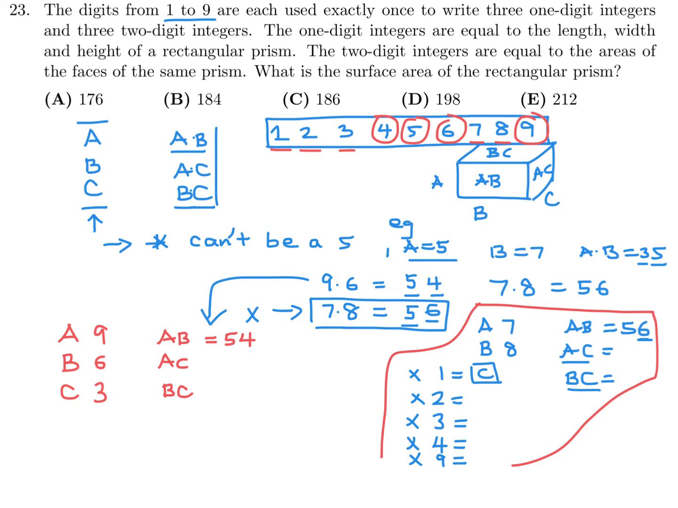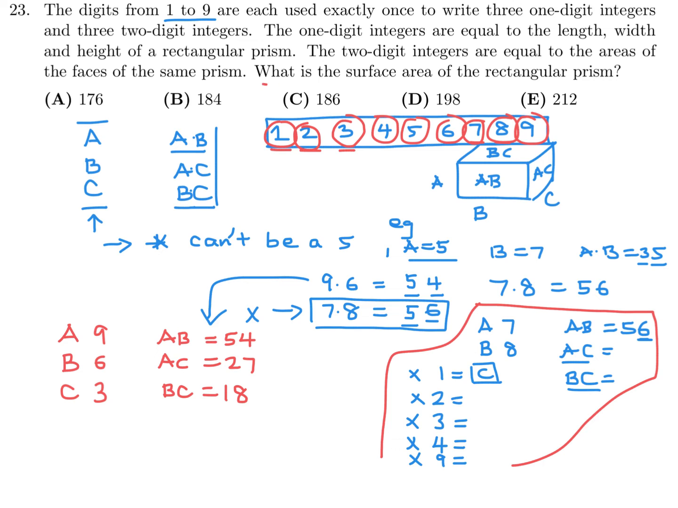Because if it's 3, then AC becomes 27. And if it's BC, it becomes 18. So 3 is used once, then the 2, then the 7, then the 1, and the 8. And there you go. So that is how you would do it, I guess, systematically.